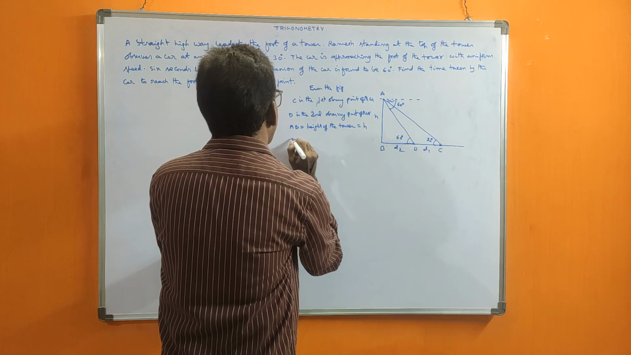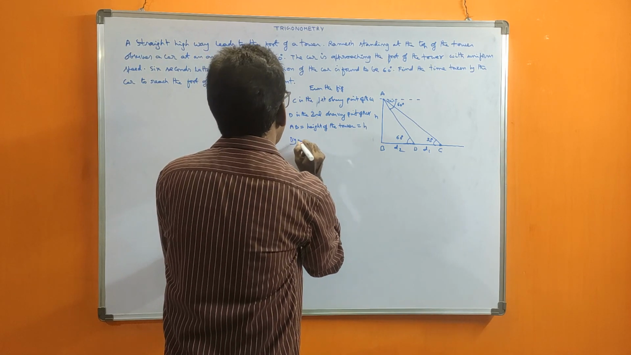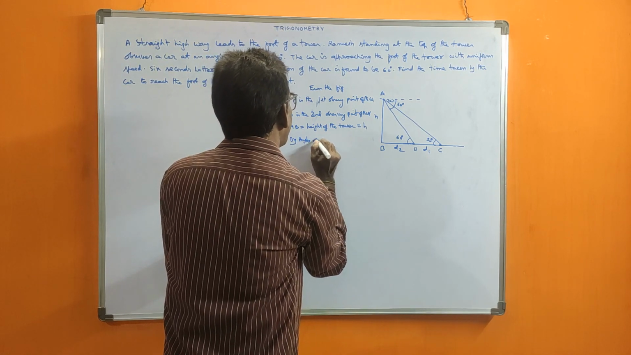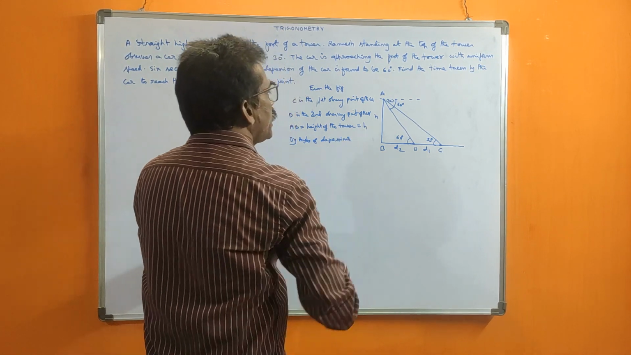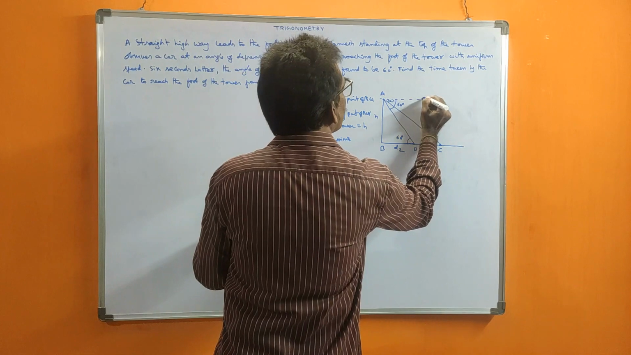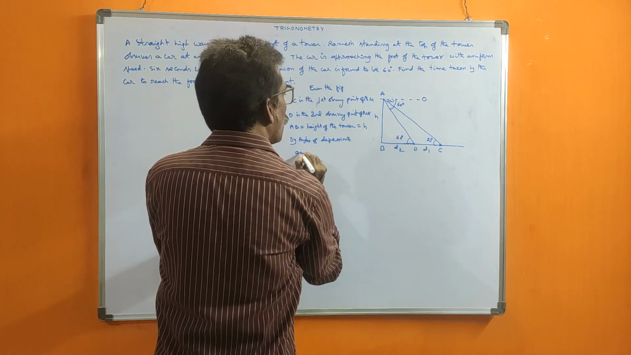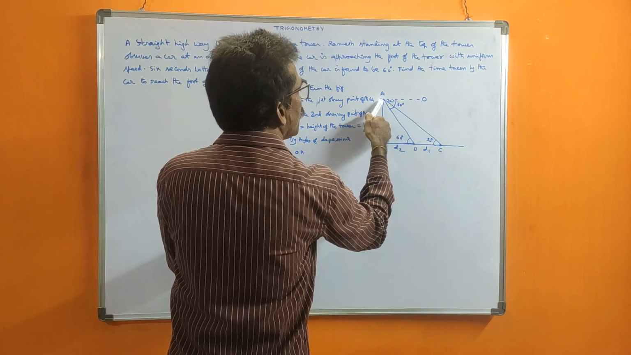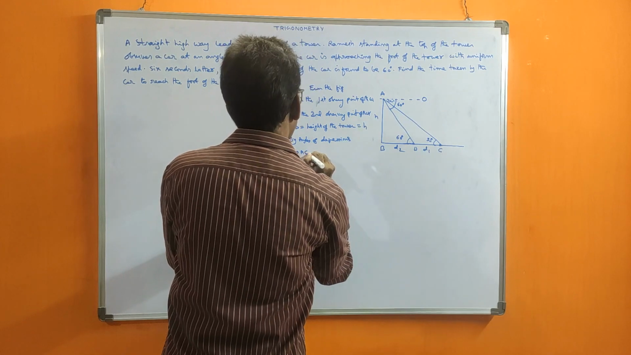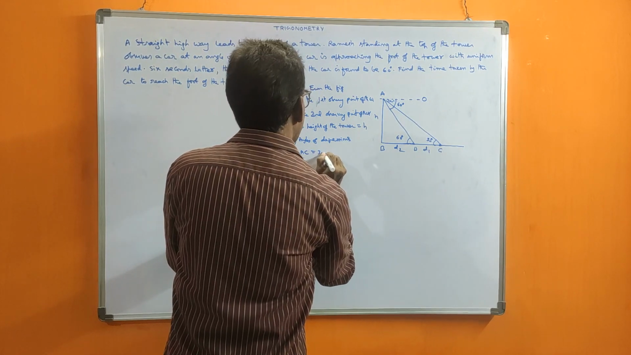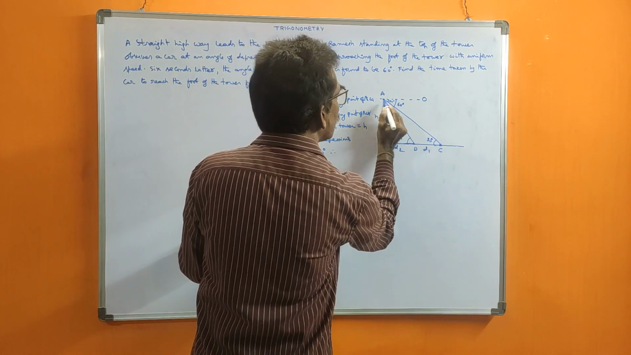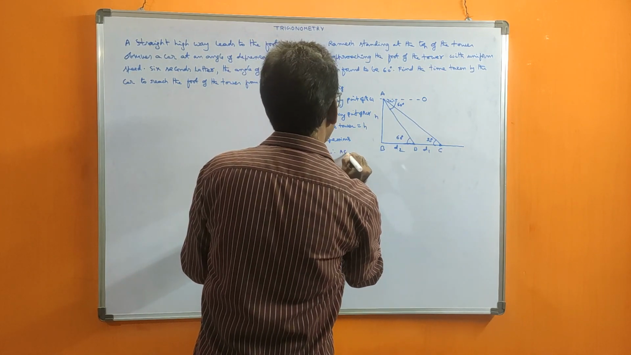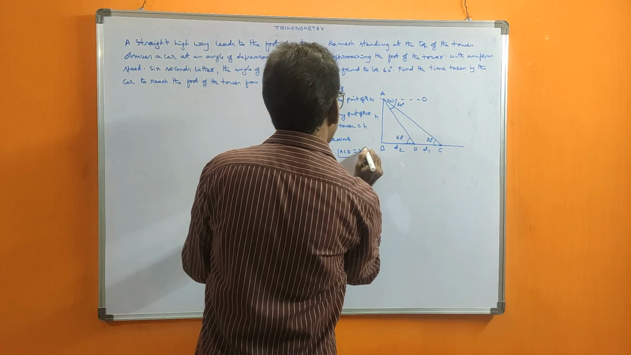Angles of depression given by angles of depression. Suppose you take O, A, C, that is equal to the first angle of depression, 30 degrees. Therefore angle ACB is equal to 30 degrees.